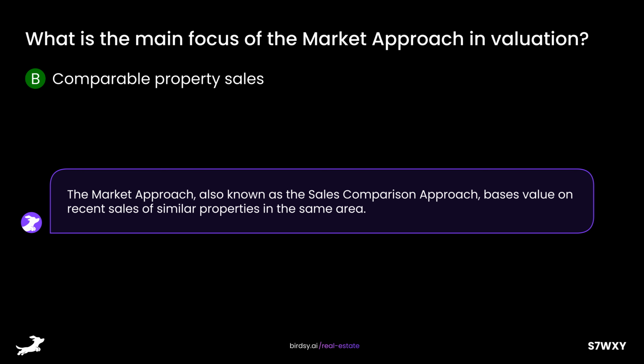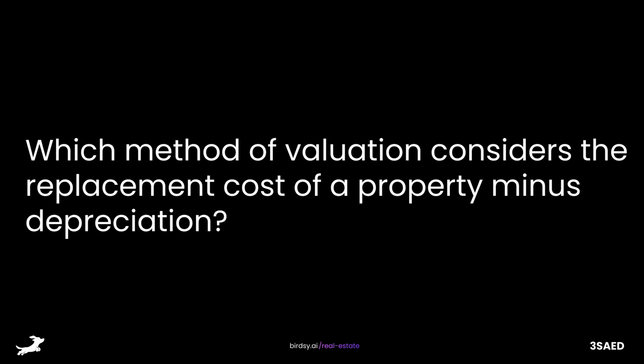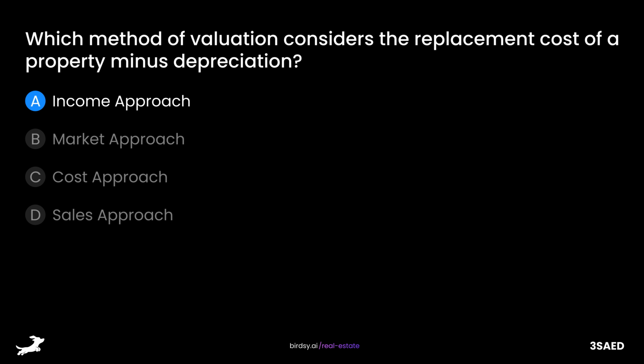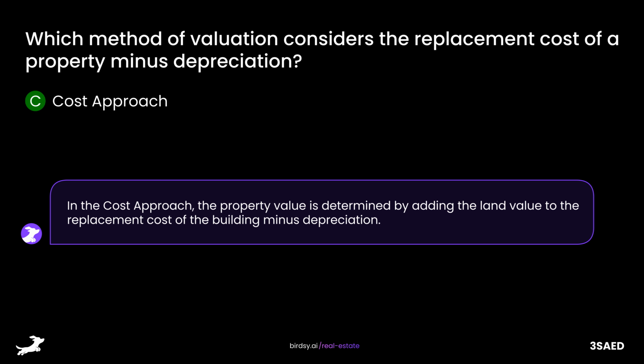Which method of valuation considers the replacement cost of a property minus depreciation? Is it A, income approach, B, market approach, C, cost approach, or D, sales approach? The answer is C, cost approach. In the cost approach, the property value is determined by adding the land value to the replacement cost of the building minus depreciation.